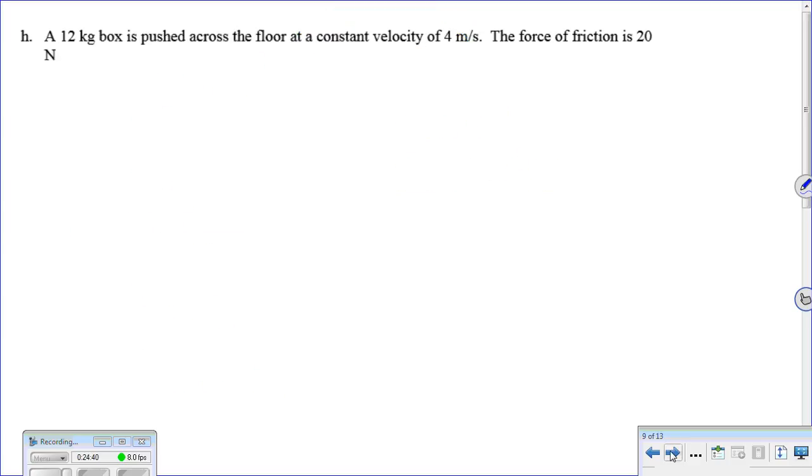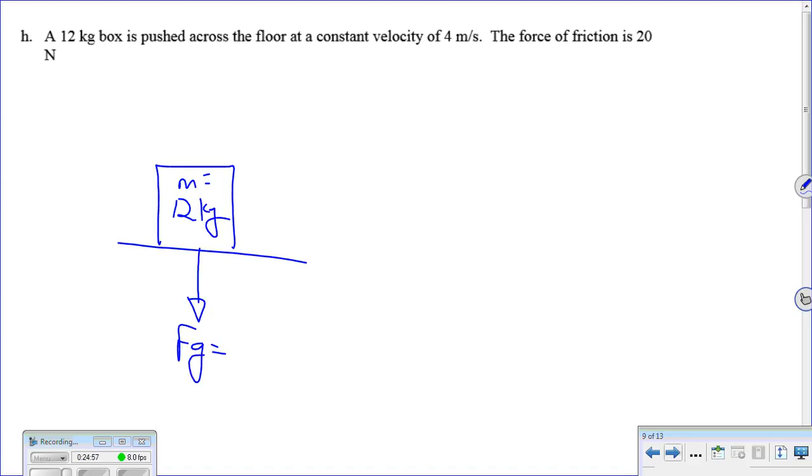Okay, question H. A 12 kilogram box is pushed across the floor at a constant velocity of 4 meters a second. But this time there's friction, 20 newtons of friction, so let's draw it. So here we go, mass is 12 kilograms. Right away I can put in my gravity. So that's step one, mass and force of gravity.